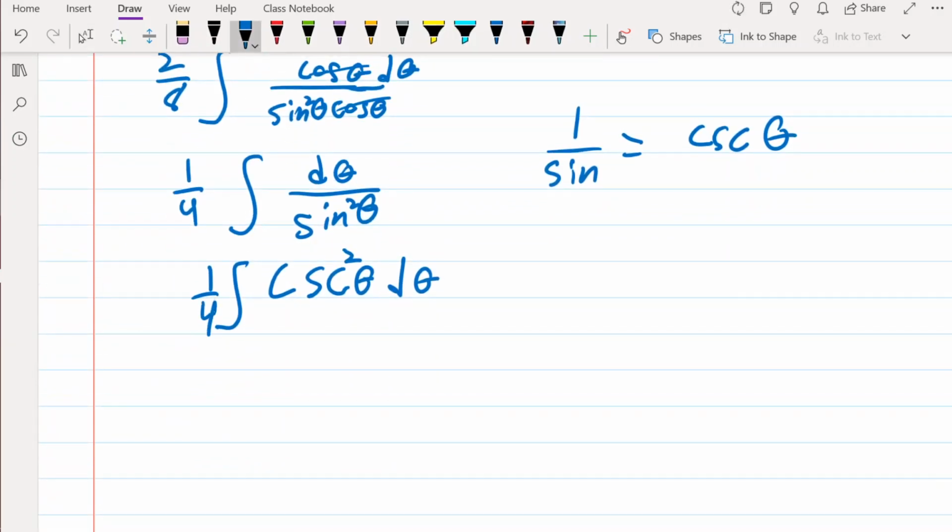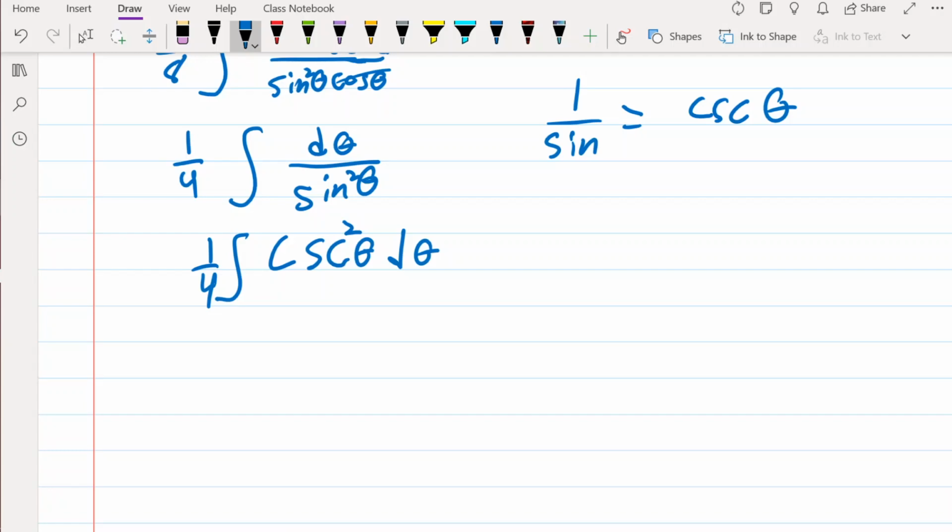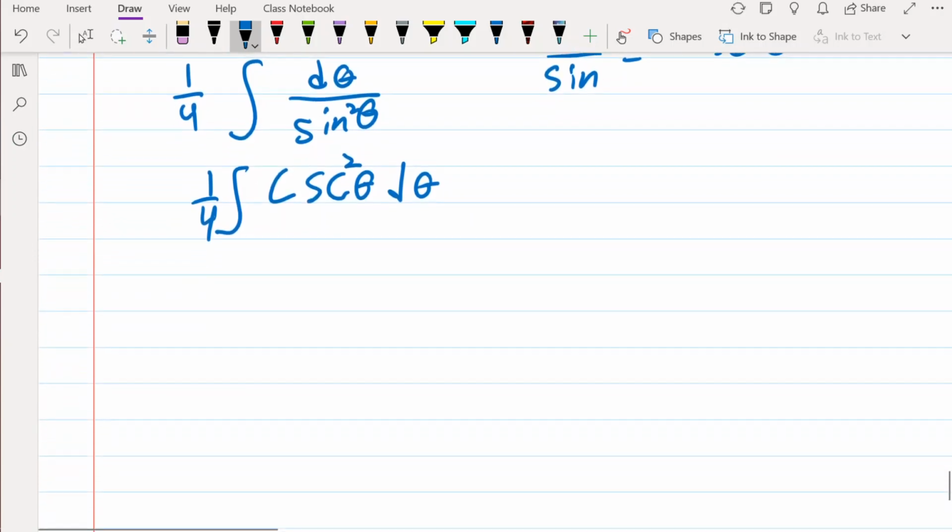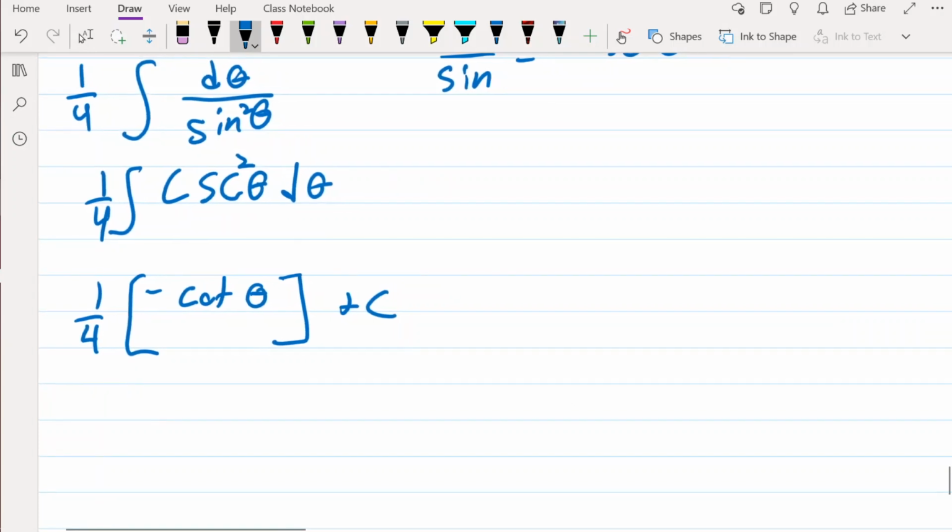All right. So now we are at the integral of CSC squared theta d theta, all of that times 1 over 4. And the integral of this is going to be cotangent, I believe. Wait, opposite cotangent. So we're going to have 1 over 4 on the outside, and this is going to be negative cotangent theta plus C. And now we're going to have to create our right triangle.